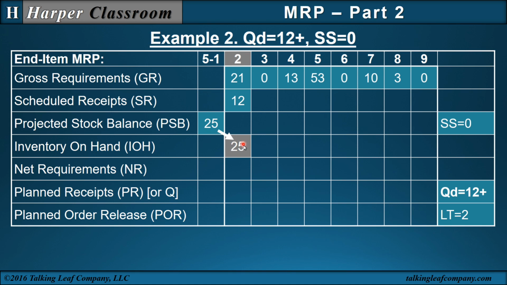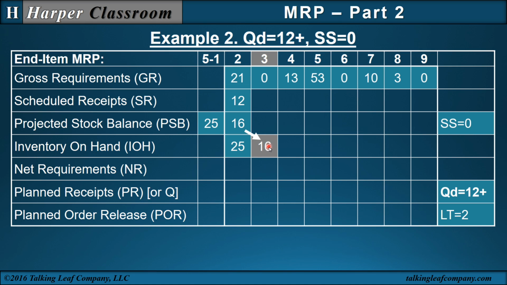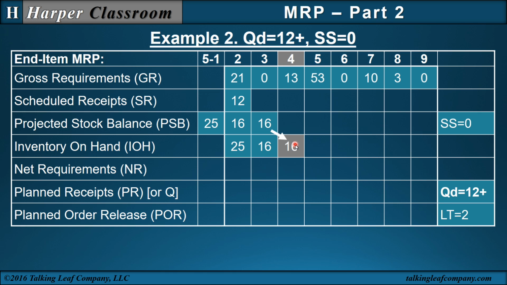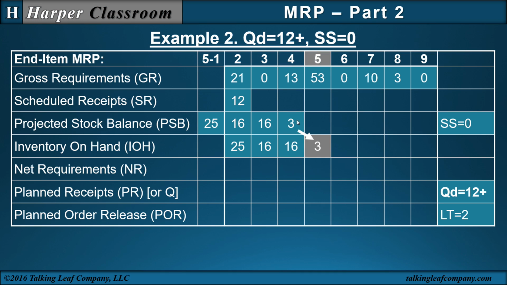I bring the balance down as the inventory on hand, and then my projected stock balance will be my inventory on hand plus receipts minus requirements is a balance. The balance carries over as my inventory on hand, no requirements, the 16 carries over as the balance. The 16 comes down as inventory on hand. The 13 gross requirements will come out of the 16, leaving a balance of 3. And then the 3 is brought down as the inventory on hand.